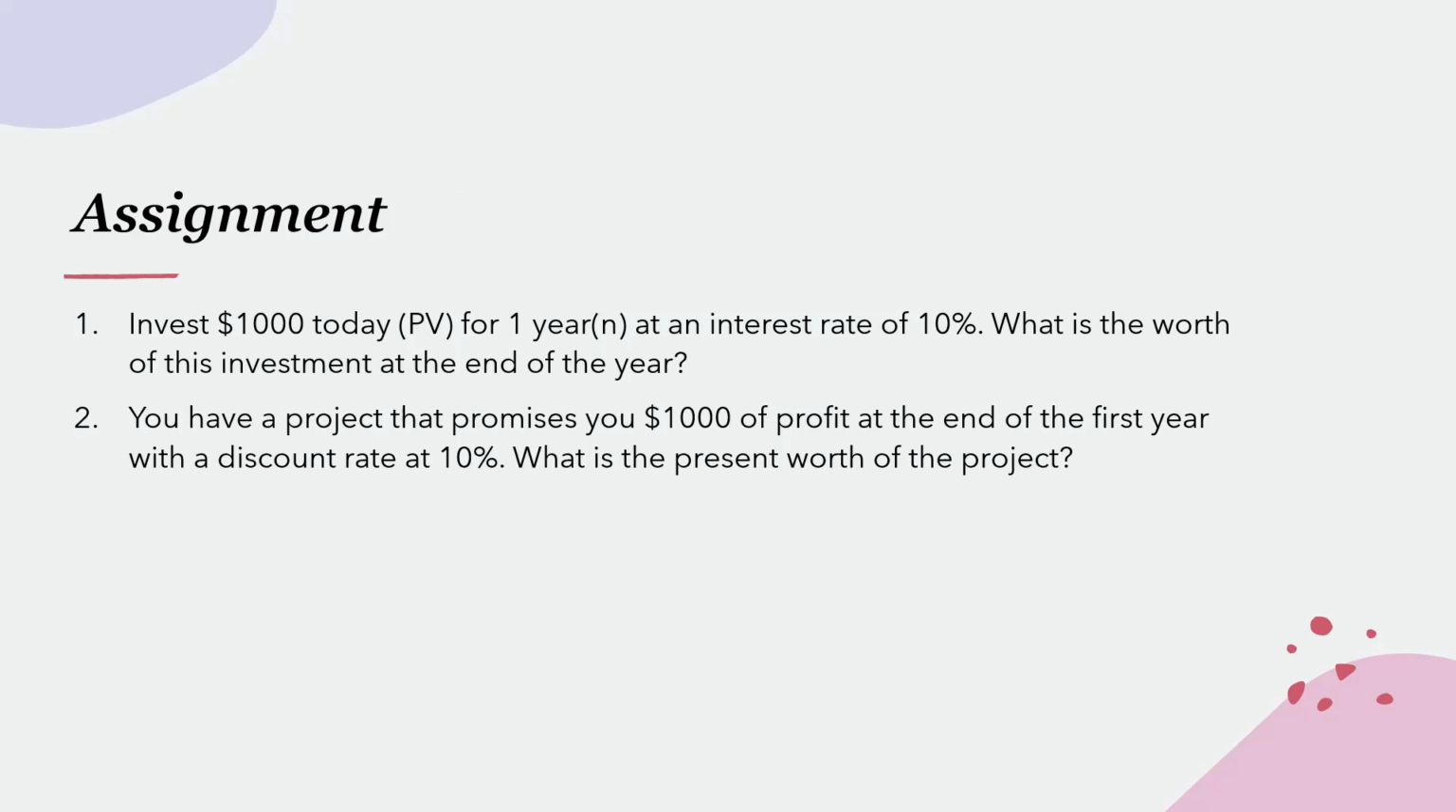The second question, you have a project that promises you $1,000 of profit at the end of the first year with a discount rate of 10%. So you should identify what is this $1,000, whether it is the present value or the future value, and what are the terms that they have given, the 10% of discount rate, the first year, and what is the present worth of the project. These two are very simple questions that you can score more marks.